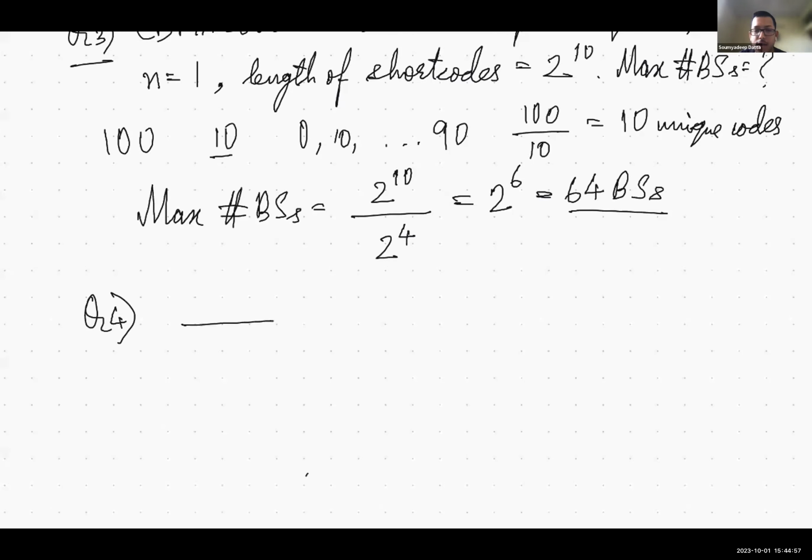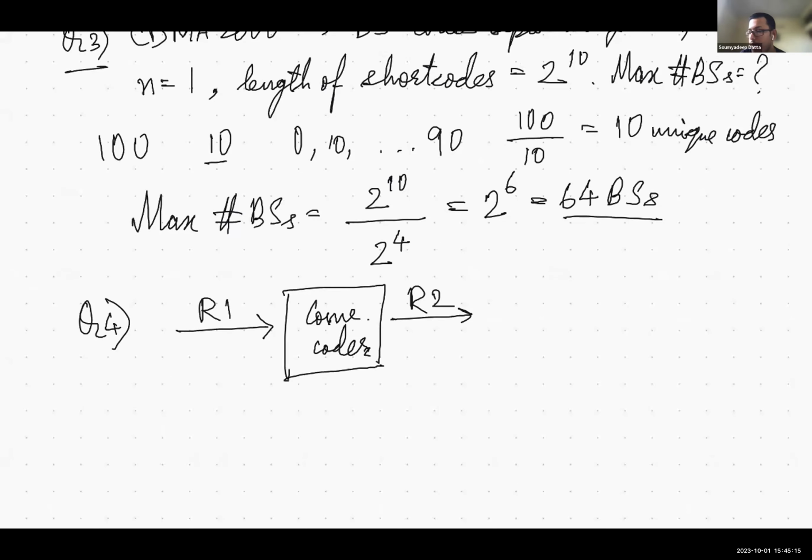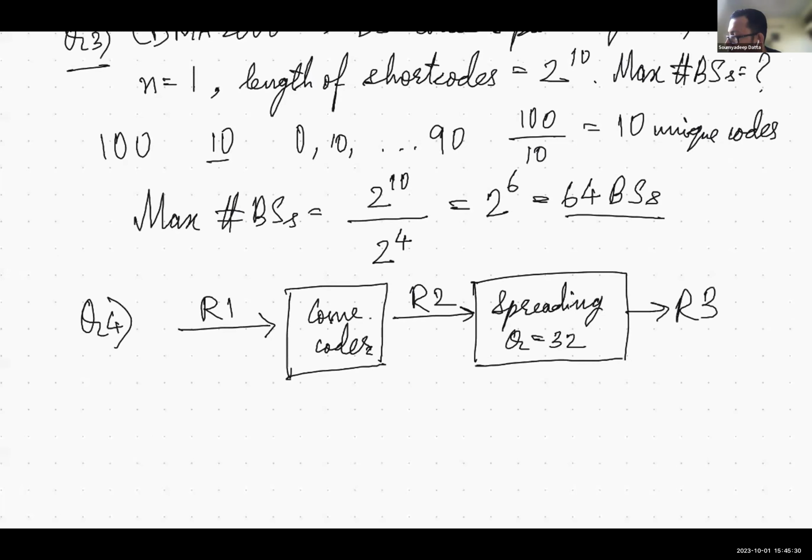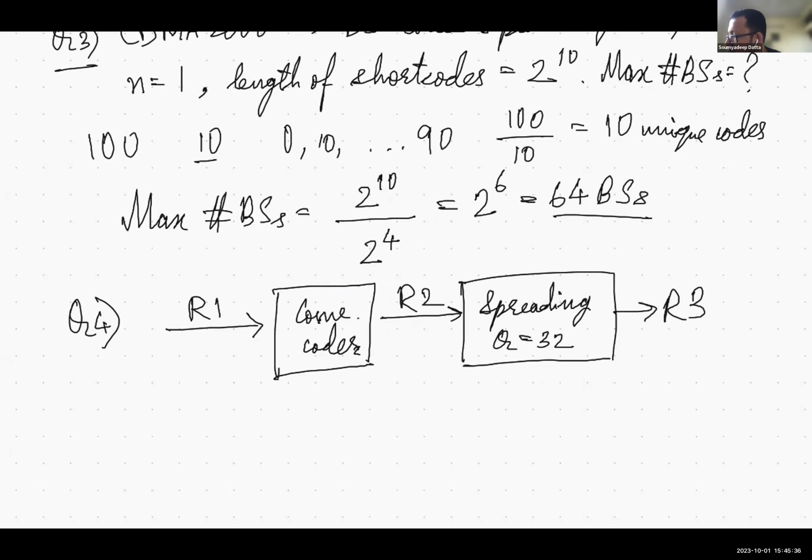You have some data coming in at rate R1, and you have a convolutional coder. Then you have the output with rate R2, and on top of it, you have a spreading system with Q equal to 32, let's say. And your final output is R3. So you are first doing convolutional coding with a certain rate, and then you are using a spreading sequence and finally transmitting.